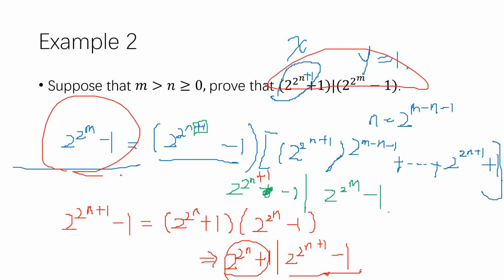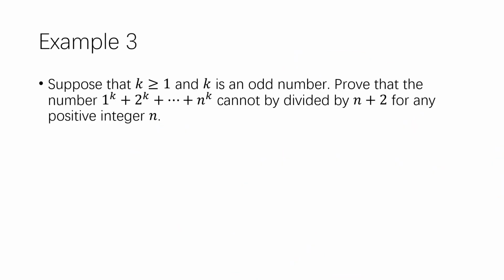This proof is very great. And maybe it's a little bit hard to think about. Calculating the power of each 2 is actually a little bit hard. It's my own comment. Here we have the third example. Suppose that k is greater than or equal to 1 and k is an odd number. Prove that the number k^1 + k^2 + ... + k^n cannot be divided by n + 2 for any positive integer n.